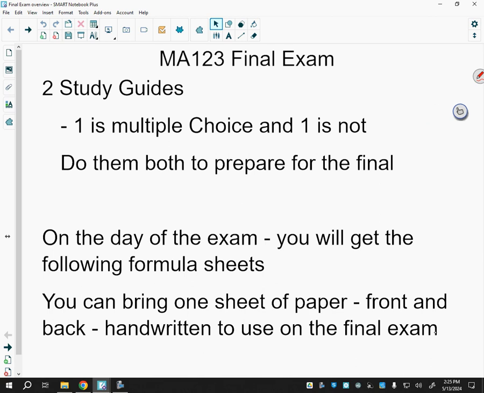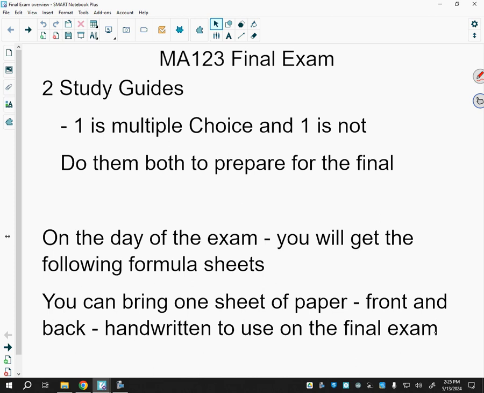Your final is going to be a combination of multiple choice and open-ended questions. And so you can use these as your study guide. On the day of the final exam, you will get the following formula sheets, which I'm going to show you in a minute. You have a copy of those today as well that the sub's going to pass out to you. Please keep track of them, use them as you're working on your review. And also, in addition to the formula sheets that I'm going to give you, you can bring in 1 sheet of paper, front and back, handwritten on, to use on the final exam.